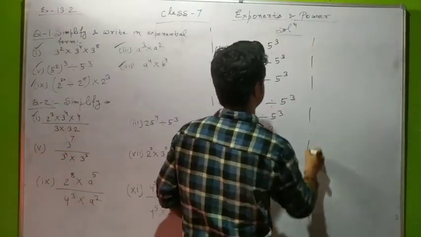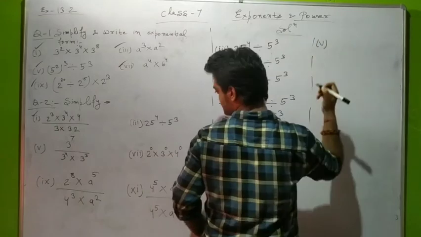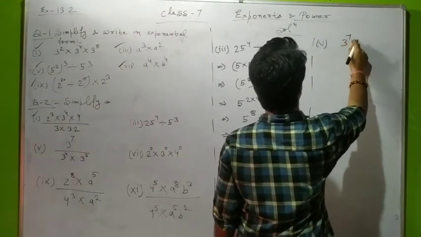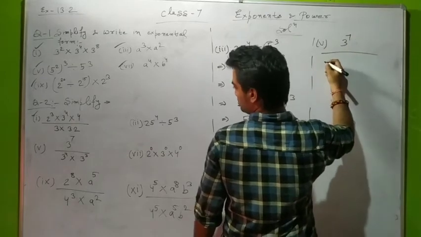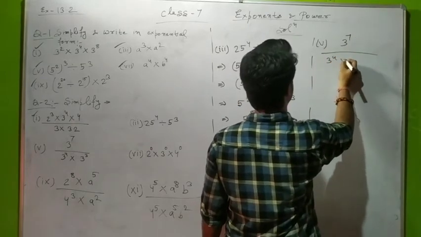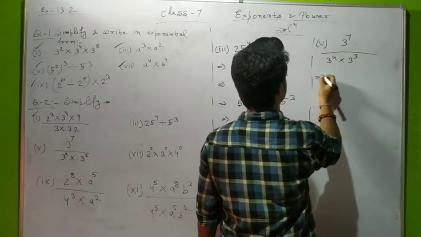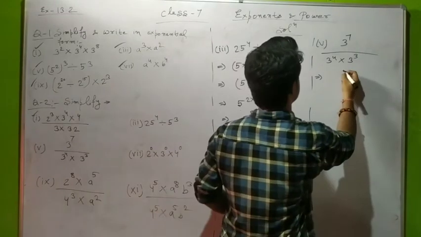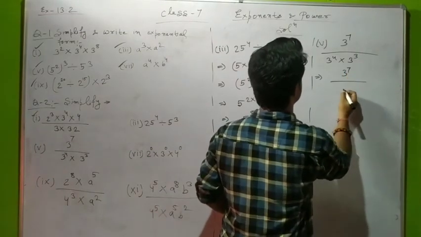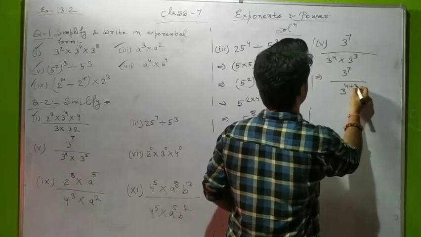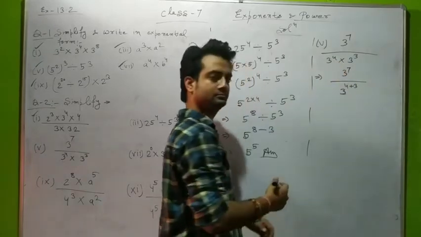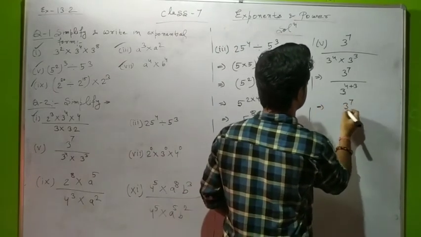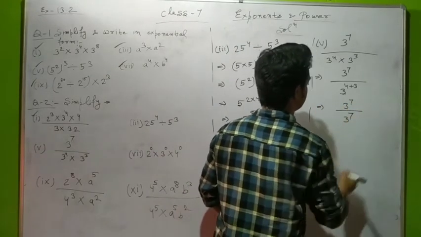Let's solve it. Fifth question is 3 raised to the power 7 whole upon 3 raised to the power 4 into 3 raised to the power 3. First, we will combine the denominators. Okay. So it becomes 3 raised to the power 7 upon 3 raised to the power 4 plus 3. Okay. Now 3 raised to the power 7 upon 3 raised to the power 7.